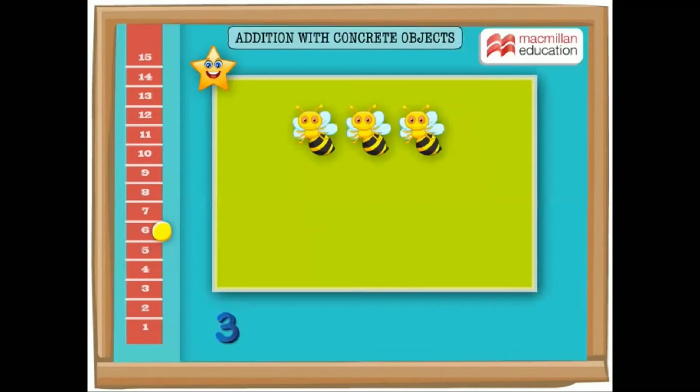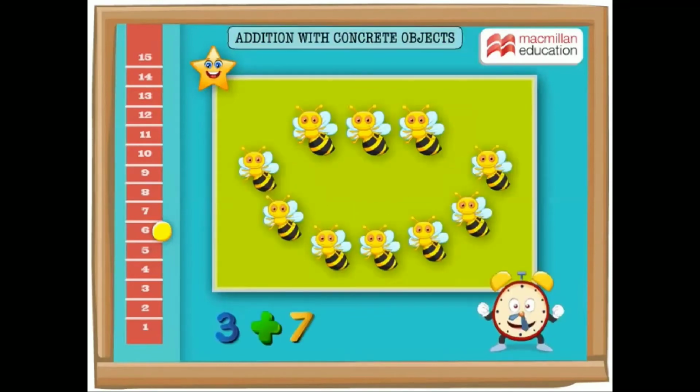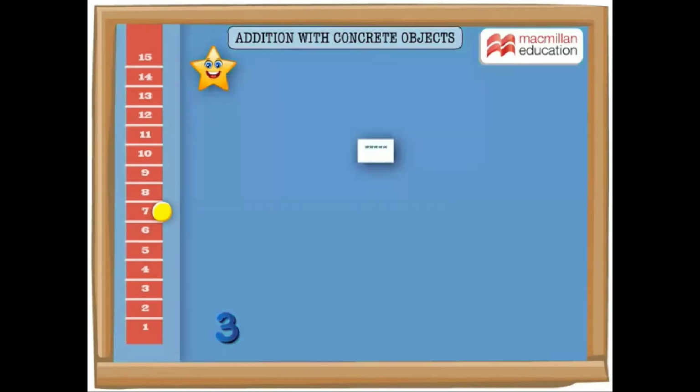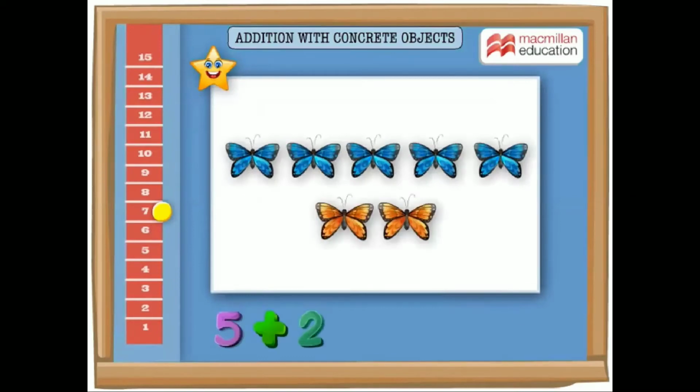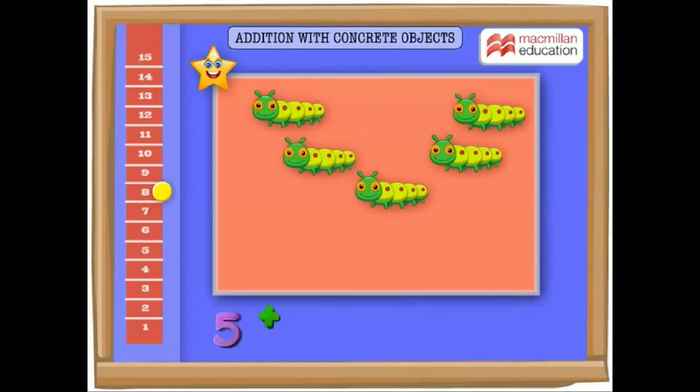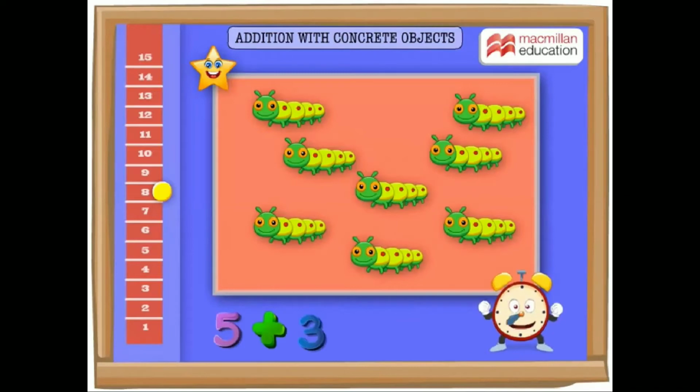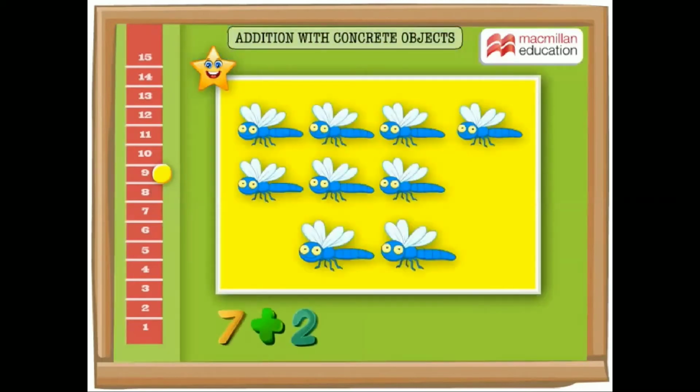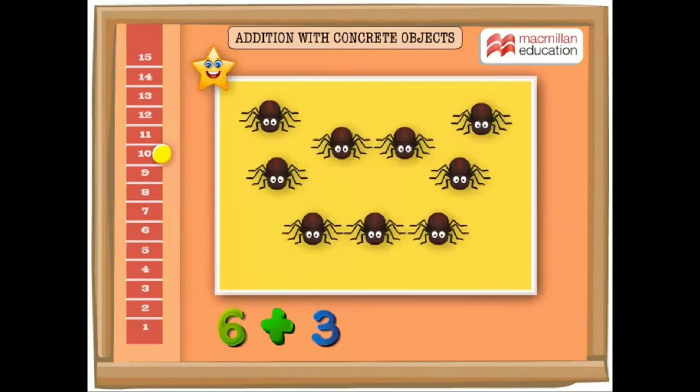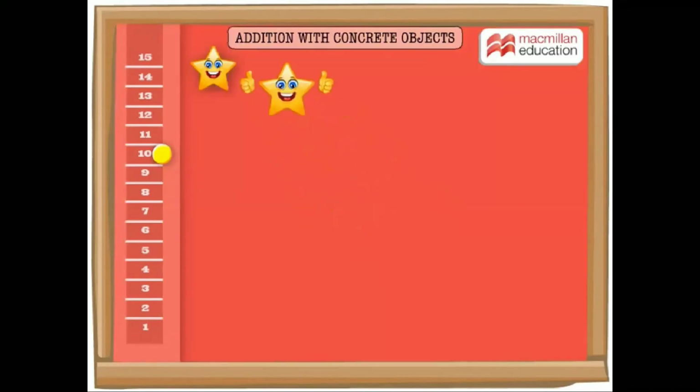You get a star. 3 bees plus 7 bees is equal to 10 bees. 5 butterflies plus 2 butterflies is equal to 7 butterflies. 5 caterpillars plus 3 caterpillars is equal to 8 caterpillars. 7 dragonflies plus 2 dragonflies is equal to 9 dragonflies. 6 spiders plus 3 spiders is equal to 9 spiders. Awesome! You get another star.